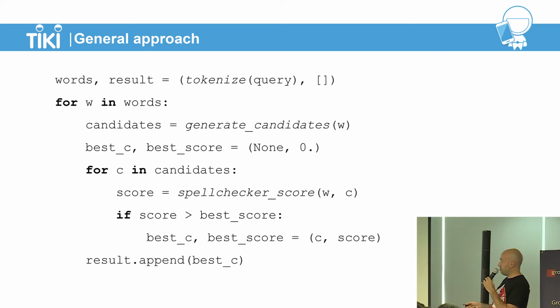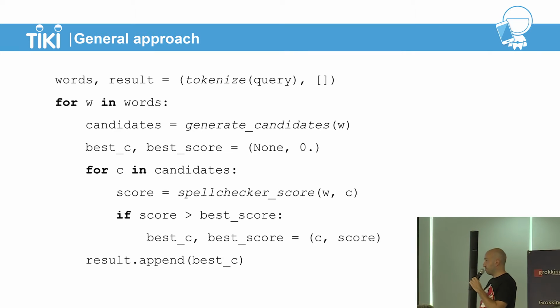And then for every word in the words, we generate a list of candidates for every word with this function, which I will tell about later in the further slides. And then we pick the best candidate out of these using the function Spellchecker score, which I will also explain later. And then we just append the best candidate into the result array. And our final result is just the array of the best candidates for each word. This is very simple to understand, right?